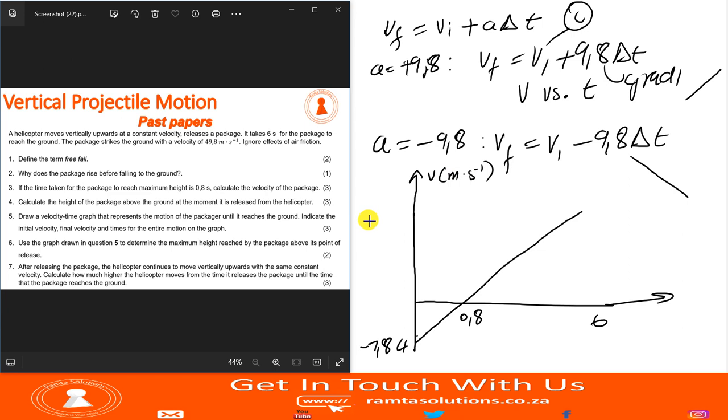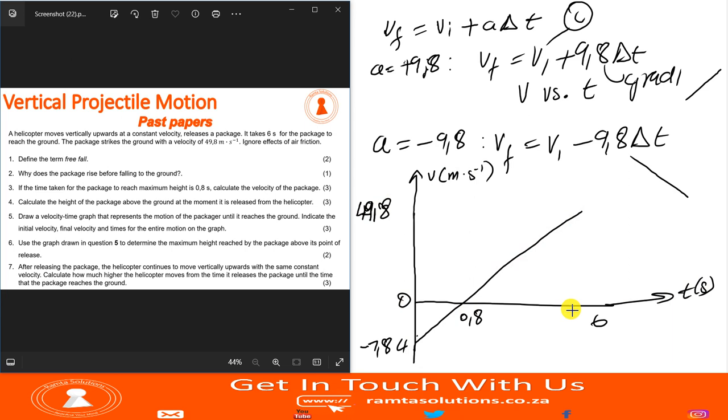This point here, which was your final velocity, it was 49.8, right? So your graph can also be like this. Okay, that's if you chose downwards as positive. Your graph can be like this.